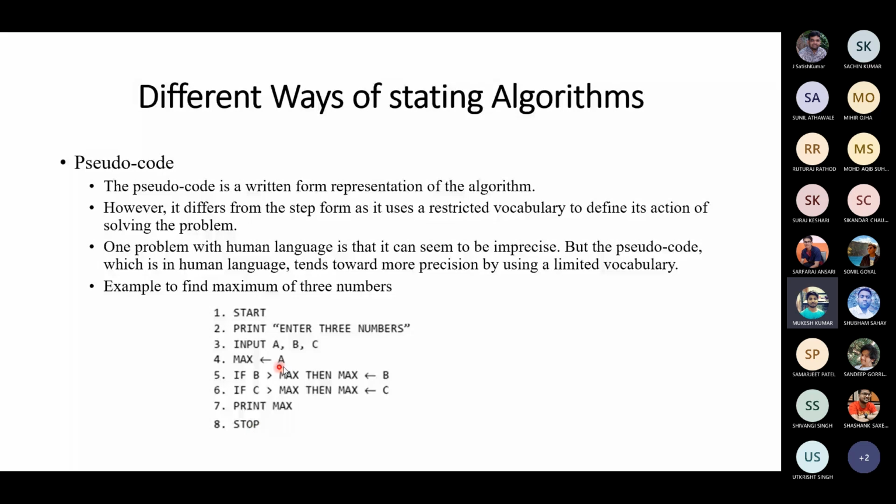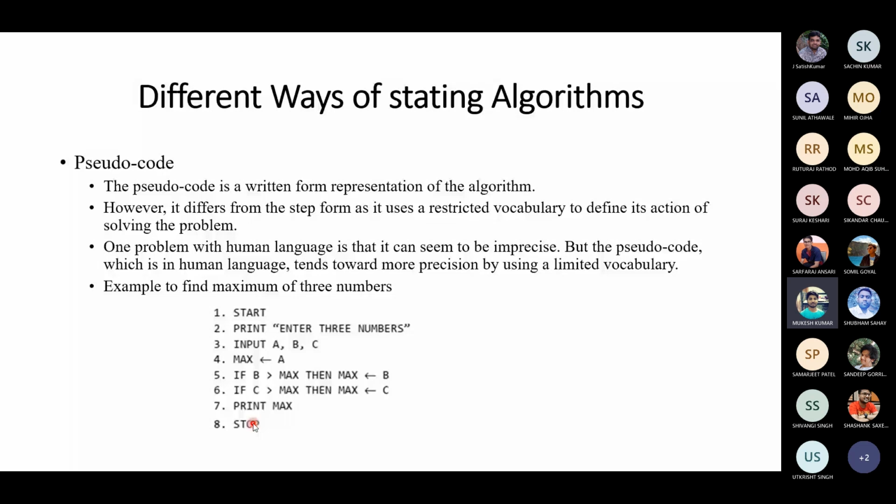So A will be, the left arrow says that A is stored with the maximum value. You are comparing here and printing. You are defining these as the inputs, and this is the print value which you are printing on the output. So you are defining in a simple, restricted vocabulary to define your algorithm in a more precise way. Precise means a more accurate way. Okay, this is a pseudocode.